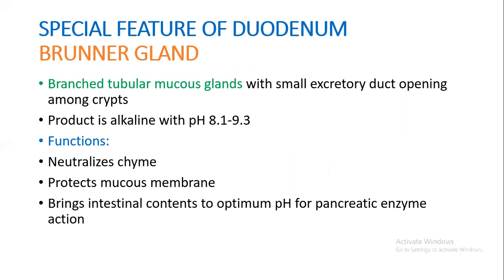Special features seen in the duodenum are the Brunner's glands. Brunner's glands are branched tubular mucous glands with a small secretory duct which opens among the crypts. They produce alkaline mucus with a pH of about 8.1 to 9.3, and their function is to neutralize the acidic chyme that just enters the duodenum from the stomach. It protects the duodenal lining by lubricating and coating it, and brings the intestinal contents to the optimum pH for pancreatic enzyme action, as pancreatic enzymes need an alkaline medium to act.